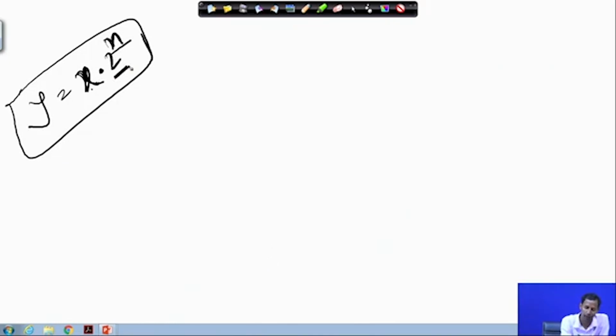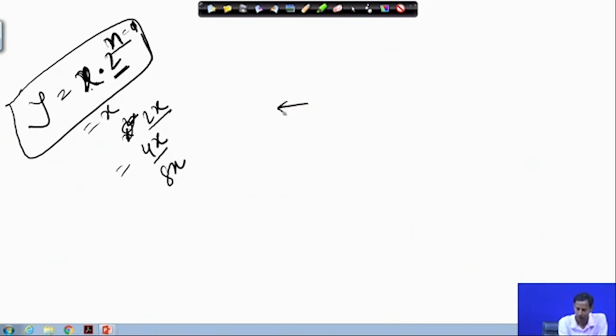Basically, 2 to the power n means a multiplication operation on x. If the n value is 0, that means 1, so it is x. If n equals 1, it is 2x. If it is 2, then it is 4x. So 2x, 4x, 8x means I am just adding zeros at the end of these x values.